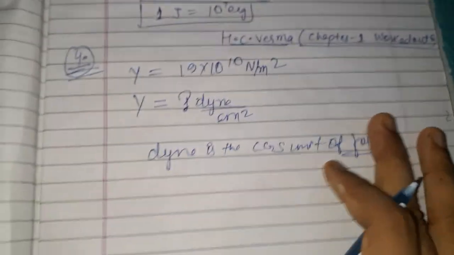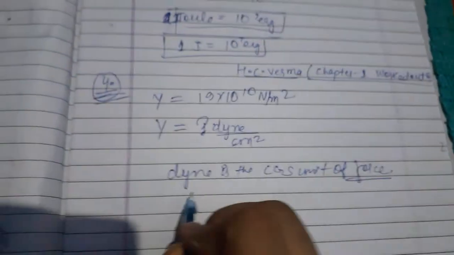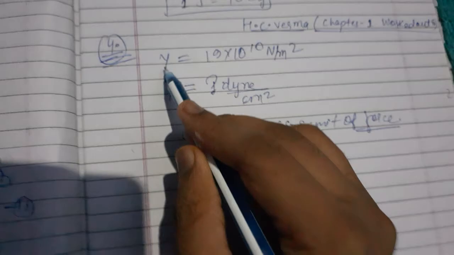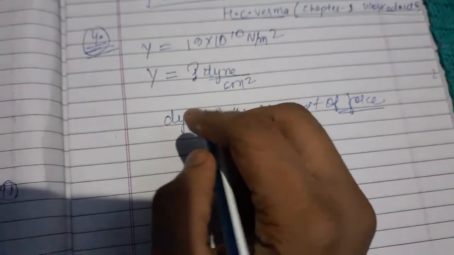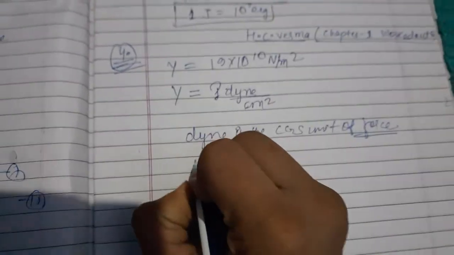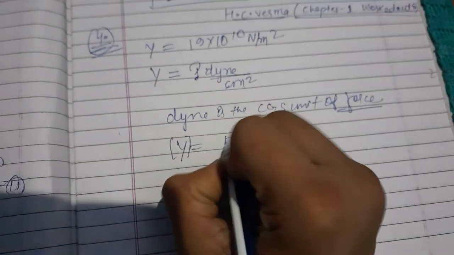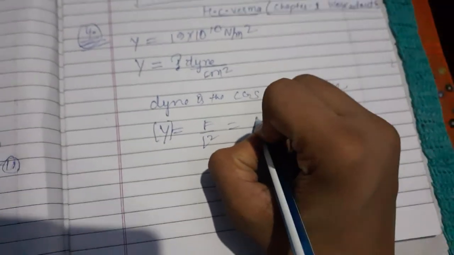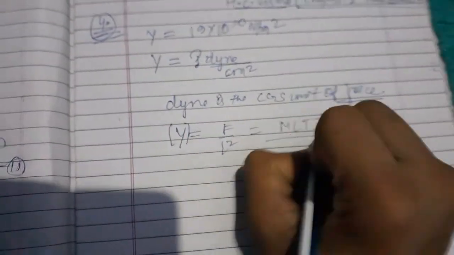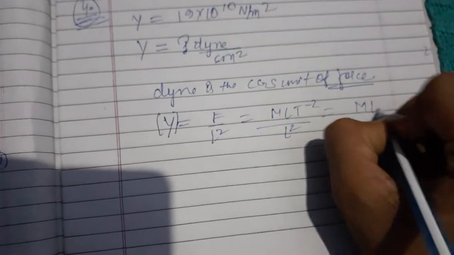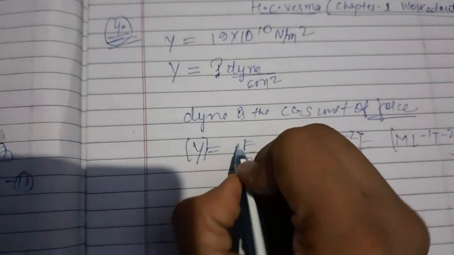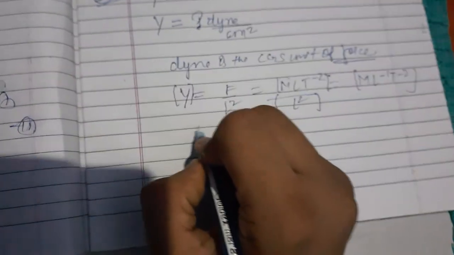So this will be the information. So let us move to this. The SI unit of the Young modulus is Newton per meter square. So dimension of Y equals F by L square, that is force by distance square. So MLT minus 2 by L square, that is ML minus 1 T minus 2. So Newton per meter square is the SI unit.